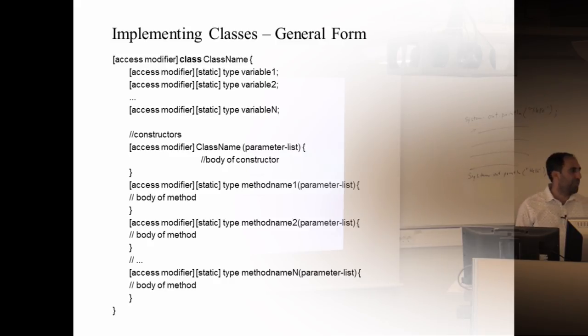Otherwise, the type should be specified based on the type of the value which is returned as a result of the behavior of a method. For example, if a method returns a value of type string, then the type should be string. Otherwise, if it returns a value of long or double, the type should be specified as long or double. And then we have the parameter list, same as the parameter list for the constructor.